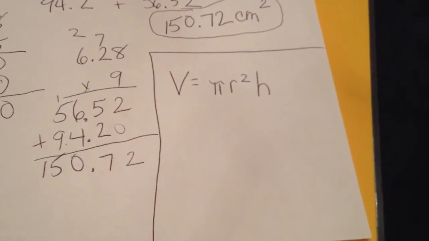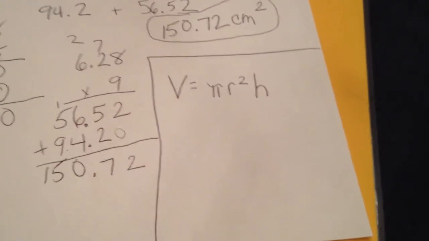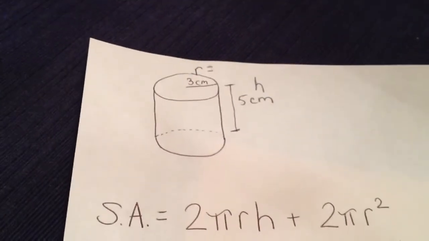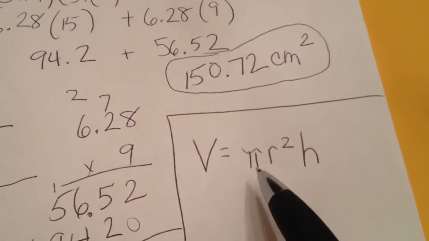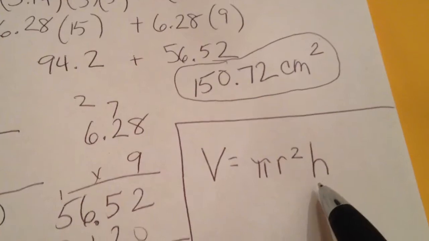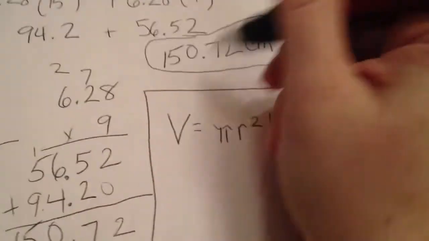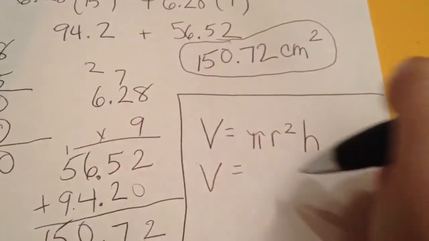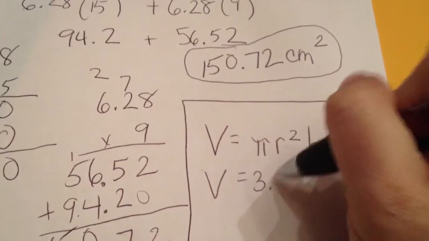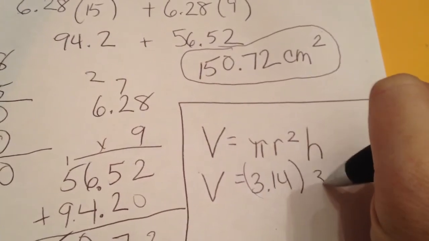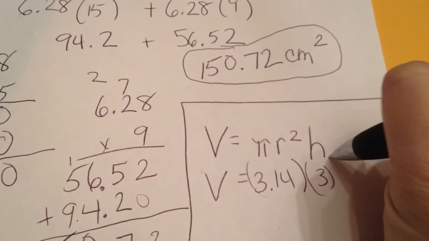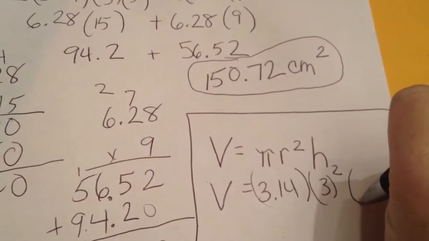Now I'm going to find the volume of the same cylinder that I worked with surface area. If we look at the dimensions again, we have a radius of 3 and a height of 5. So our formula for volume is pi r squared times the height. So all I'm going to do is go ahead and plug in my number, substitute the variable, 3.14 times the radius, which is 3, squared, times the height, which is 5.